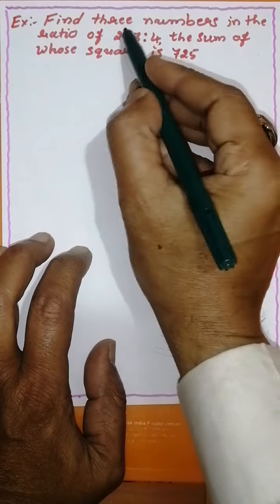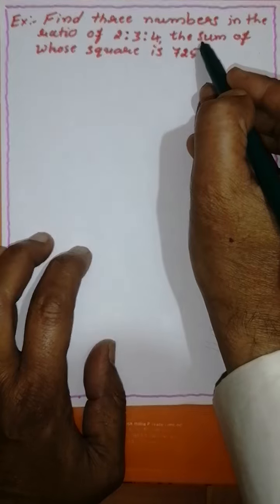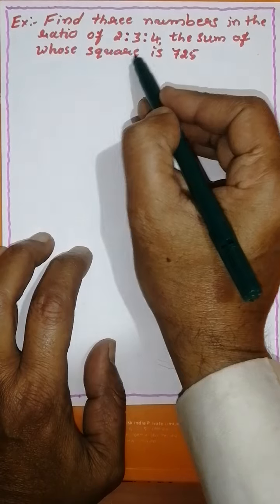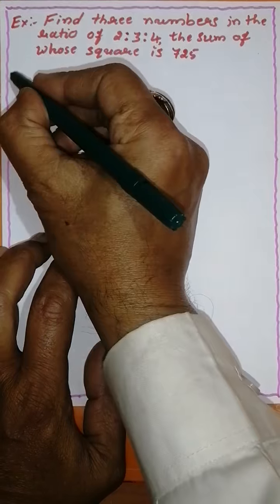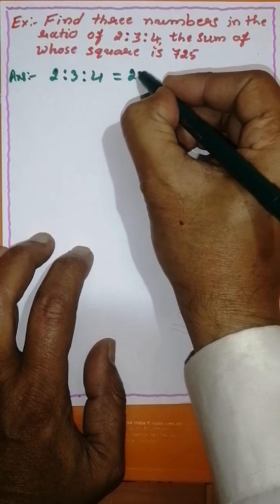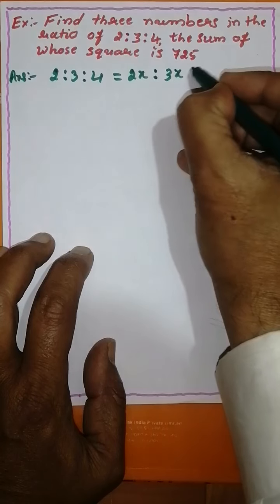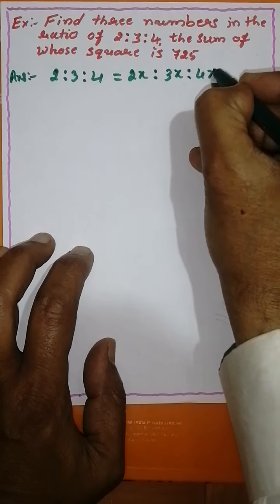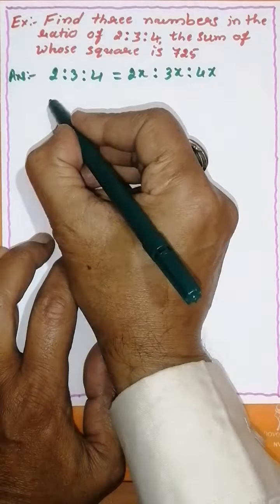Example: find three numbers in the ratio of 2:3:4, the sum of whose squares is 725. Answer: here the ratio is given as 2:3:4. We have to write it as 2x:3x:4x. The sum of whose squares is 725.